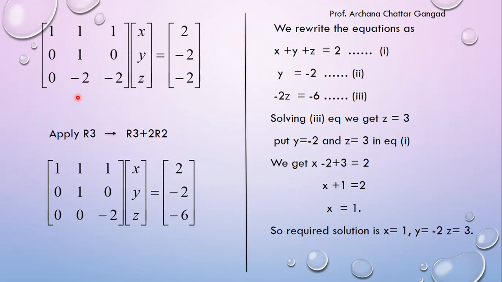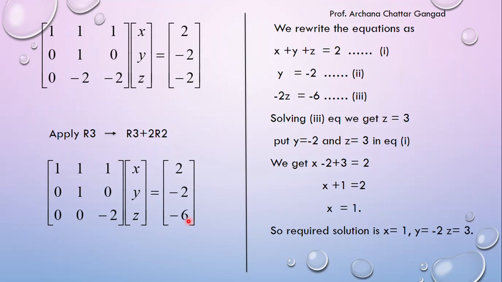Now we have to make this position A32 equal to 0. It occurs in the third row. Third row will be changed now. How it will be changed? R3 plus 2 times R2. So what we get after performing this operation? We get the third row as 0 0 minus 2 and right hand side value minus 6.